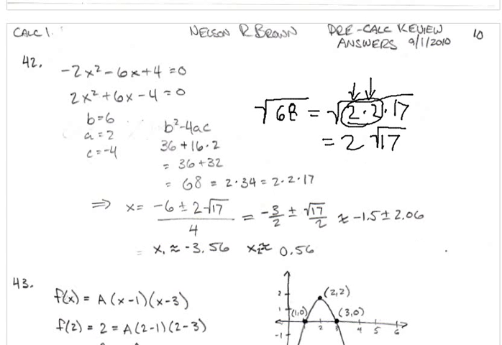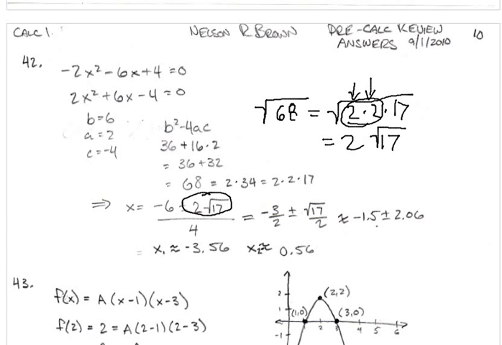So here I say I have -6 plus or minus the square root of b squared minus 4ac, which is the same thing as this, evaluated, divided by 2a, which is 4. And I let the terms in the numerator share this denominator of 4, and I get -3 over 2 plus or minus square root of 17 over 2.